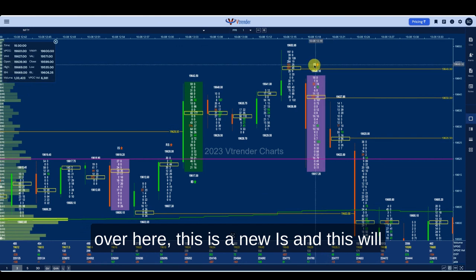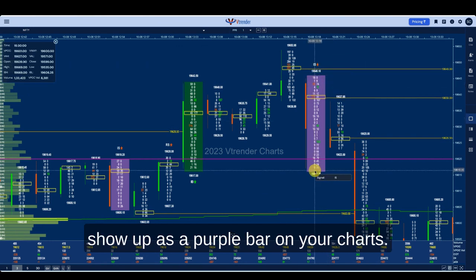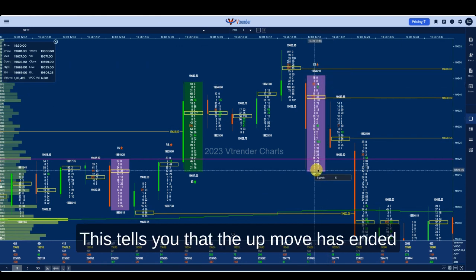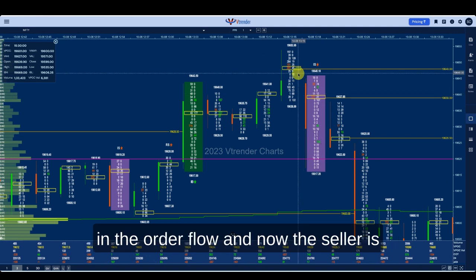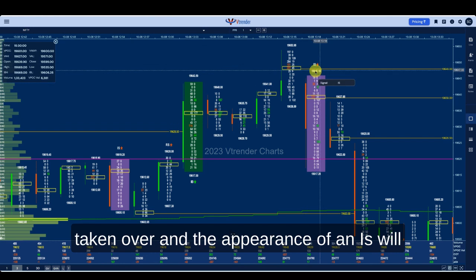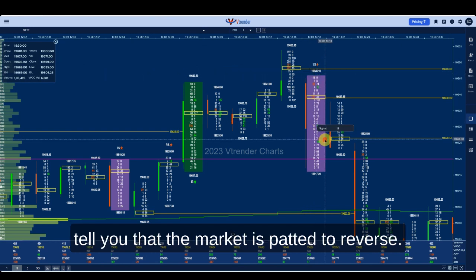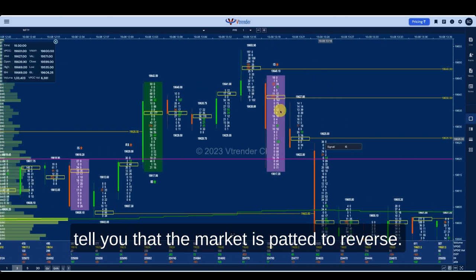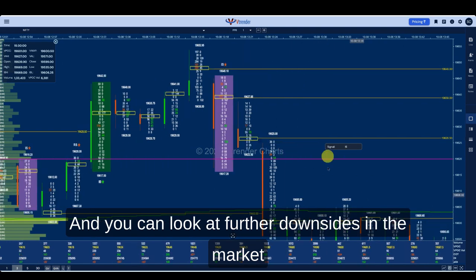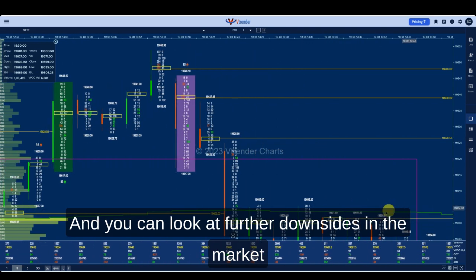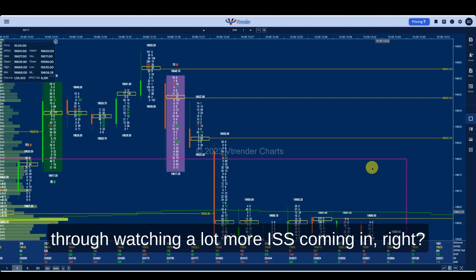The appearance of a new IS, like over here, this is a new IS and this will show up as a purple bar on your charts. This tells you that the up move has ended in the order flow, and now the seller has taken over. The appearance of an IS will tell you that the market has started to reverse, and you can look at further downsides in the market by watching a lot more ISs coming in, right?